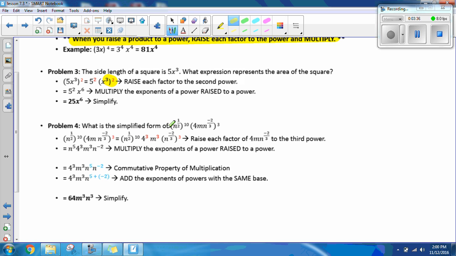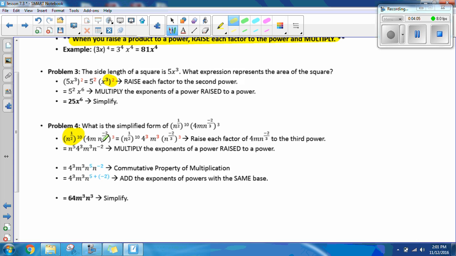We want to simplify here n to the 1/2 power raised to the 10th power, and then we have the quantity 4mn to the negative 2 over 3 power, that entire quantity raised to the 3rd power. So first we'll deal with the first factor, n to the 1/2 power raised to the 10th power. Well, I just multiplied the half and the 10, and I get 5, so n to the 5th power.